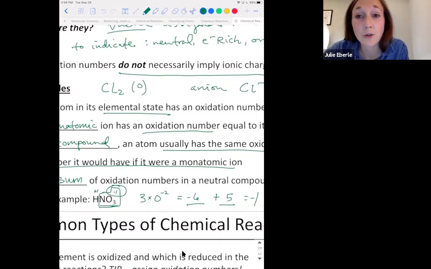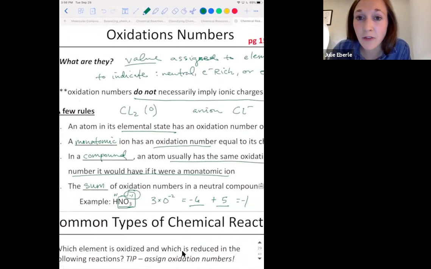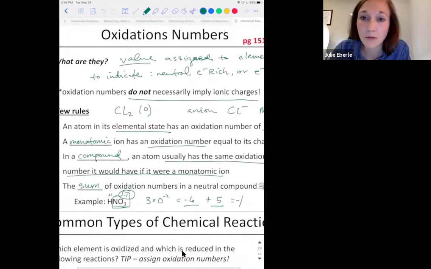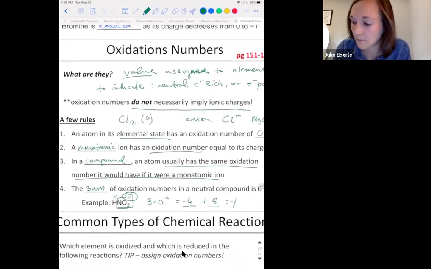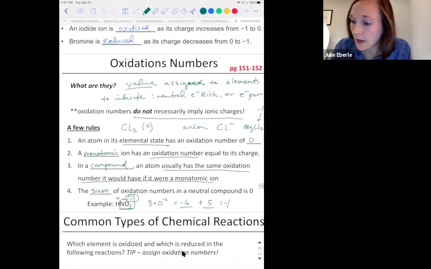And that's bizarre. Usually it's a -3 as an anion. But because the sum of the oxidation numbers has to add up to 0, there are ways you can go through and calculate and figure out what it should be based on what things you know. All right, so that's oxidation numbers.